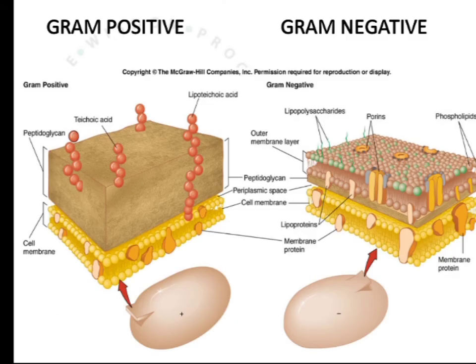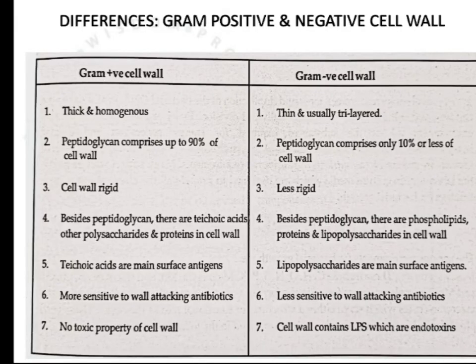Now this is a structure which shows gram-positive and gram-negative bacteria. There is teichoic acid and lipoteichoic acid, a thick peptidoglycan layer, a periplasmic space, and a plasma membrane. Here in gram-negative bacteria, a porin channel is there, a thin peptidoglycan layer is there, and an outer lipopolysaccharide membrane is there. So these are the main differences. Gram-positive bacteria are always thick and homogeneous, and gram-negative bacteria are thin and usually tri-layered, with the outer lipopolysaccharide membrane, then a thin peptidoglycan layer and plasma membrane.